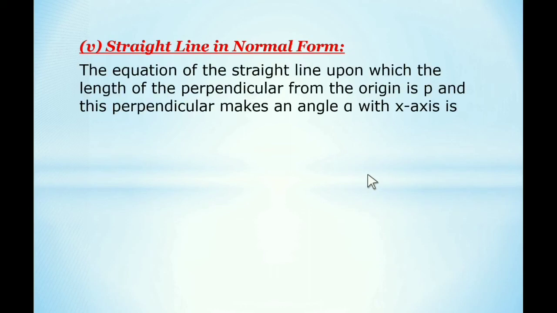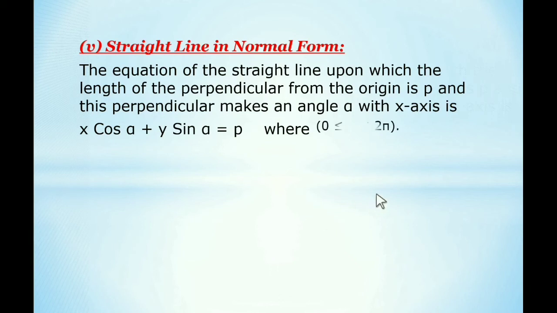Straight line in normal form. The fifth one is the straight line in normal form. What is the normal form? The equation of the straight line upon which the length of the perpendicular from the origin is p, and this perpendicular makes an angle alpha with the x-axis, is x cos alpha plus y sin alpha equal to p, where alpha must be less than or equal to 2 pi and greater than or equal to 0.